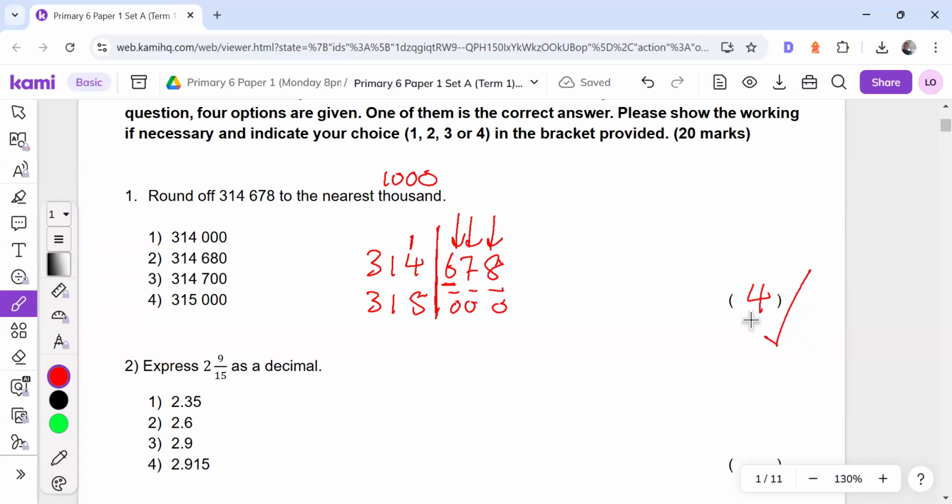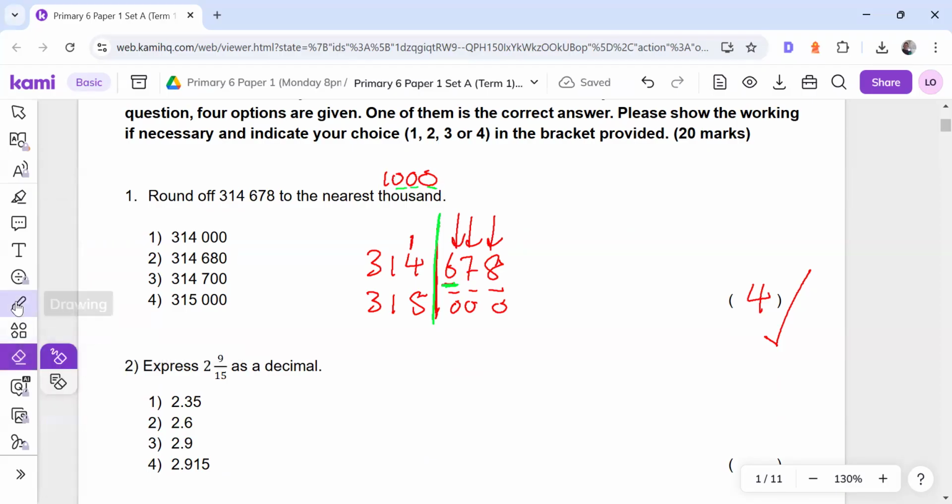Give a tick, and if your answer is wrong, take a green pen to copy down the corrections. I will not be marking your papers. You have to mark yourself, and you also have to give yourself marks. Every correct answer is 1 mark. So you draw a line to show the last three digits because thousands have three zeros, look at the digit nearest the line, and round up.